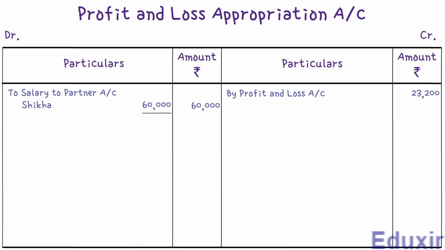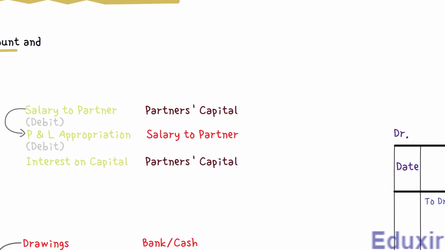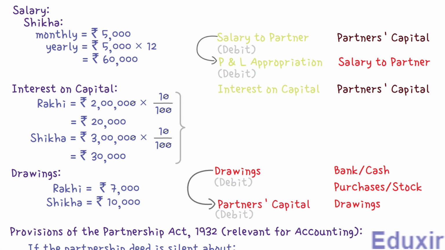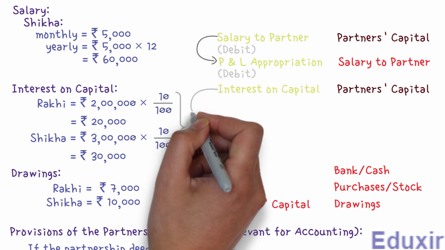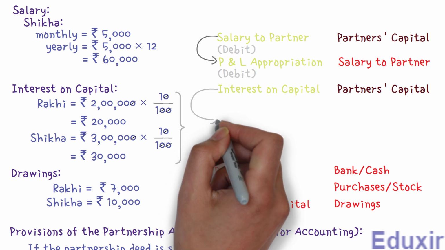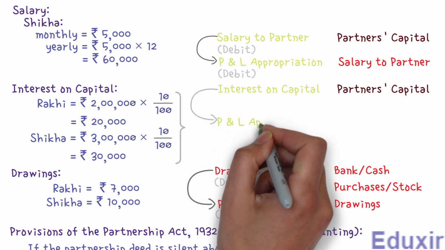With that, we have completed the posting of the entry related to the transfer of the salaries of the individual partners from the salary to partner account to the profit and loss appropriation account. Let's now consider the next entry. The next thing that we should deal with is the transfer of the interest on capital for each partner from the interest on capital account to the profit and loss appropriation account.